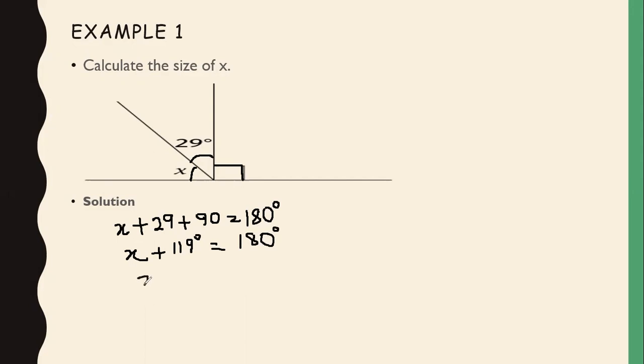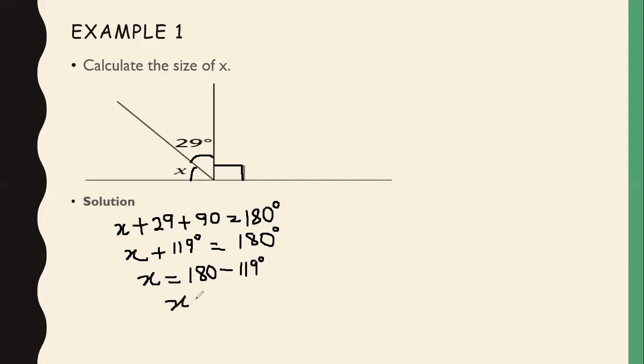So the value of our X, remember I told you that when plus crosses the equality sign, it becomes minus, right? And since it is plus 119, the addition sign belongs to 119 degrees. So if it crosses the equality sign, it's going to be 180 minus 119 degrees, right?